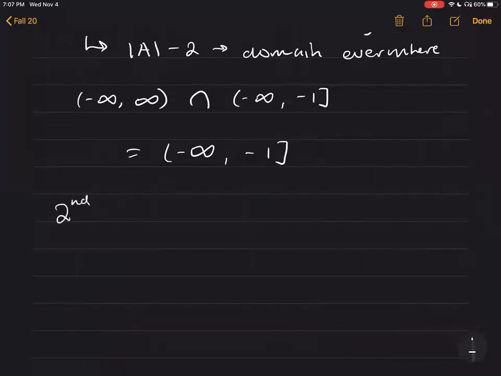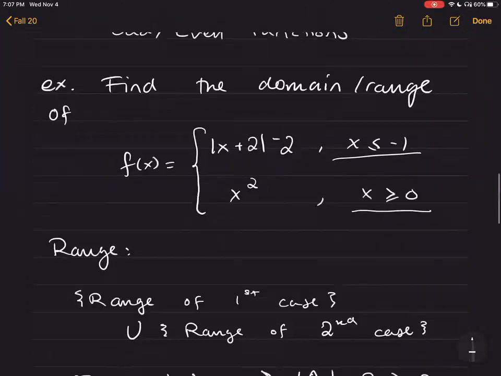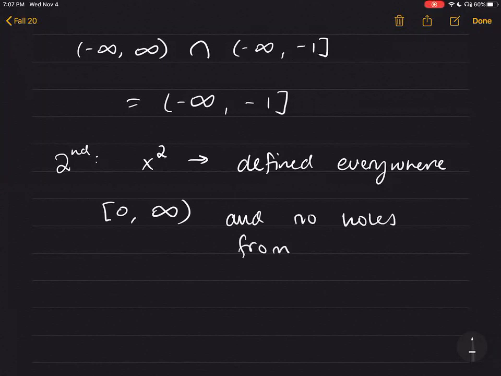Let's look at the second. The second case is x squared, and we know that that is defined everywhere. It has no holes whatsoever, but we're only defining it for x greater than or equal to 0. So with everything equal to or greater than 0, and no holes from x squared, the domain of this case is just going to be 0 to infinity.